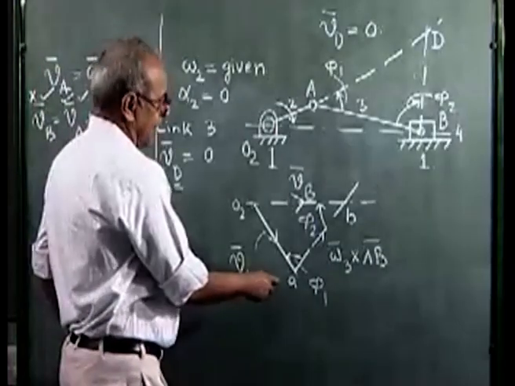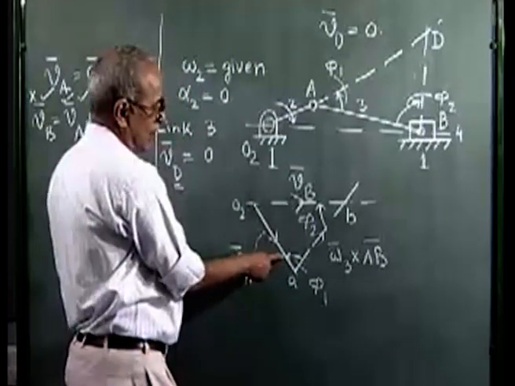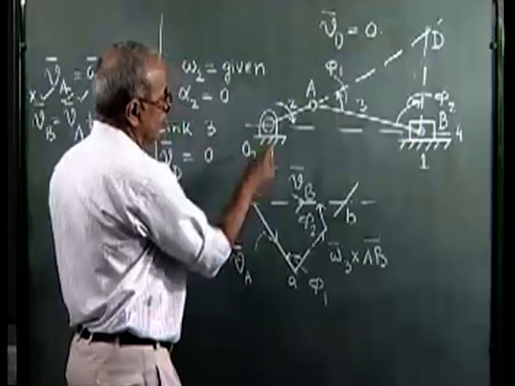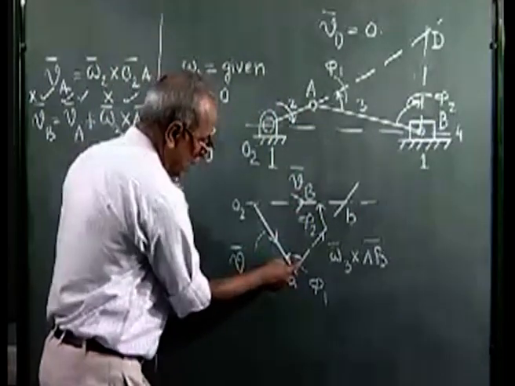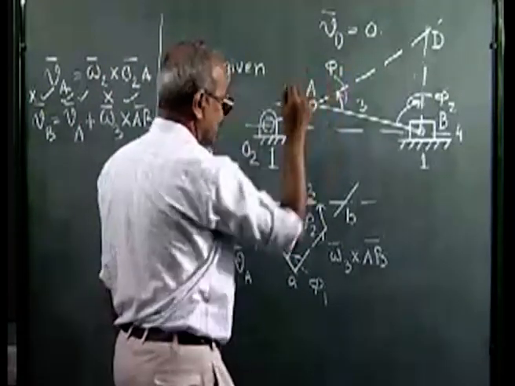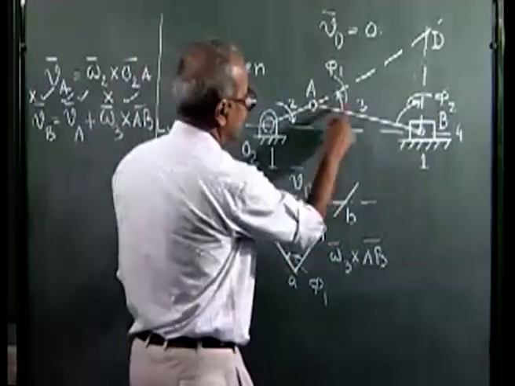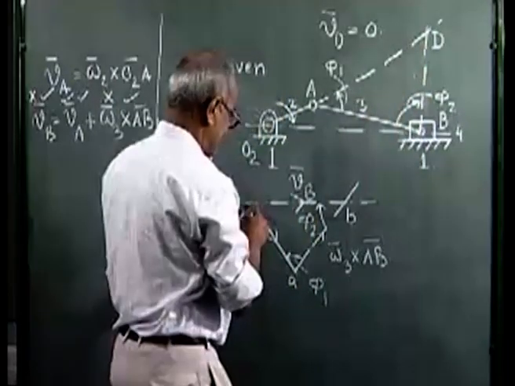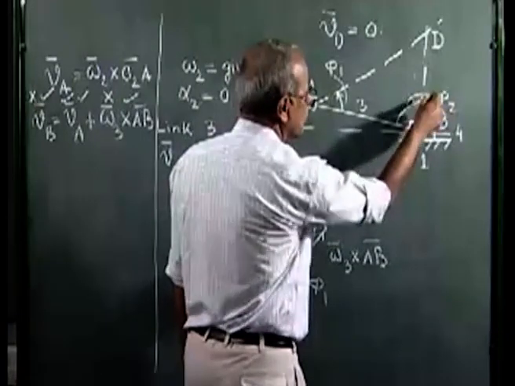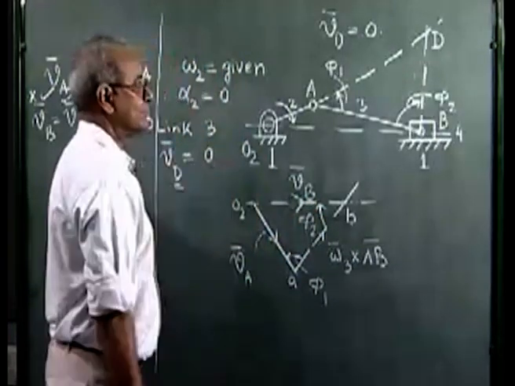As we see, the angle between small ab and ao2 is phi 1, and ab is perpendicular to capital AB, and ao2 is perpendicular to capital O2A. That is why if this angle is phi 1, the angle between these two lines, if I extend it, also becomes phi 1. Now ab is perpendicular to AB and bo2 is perpendicular to BD. So the angle between them is also phi 2, because these two lines are respectively perpendicular to these two lines.